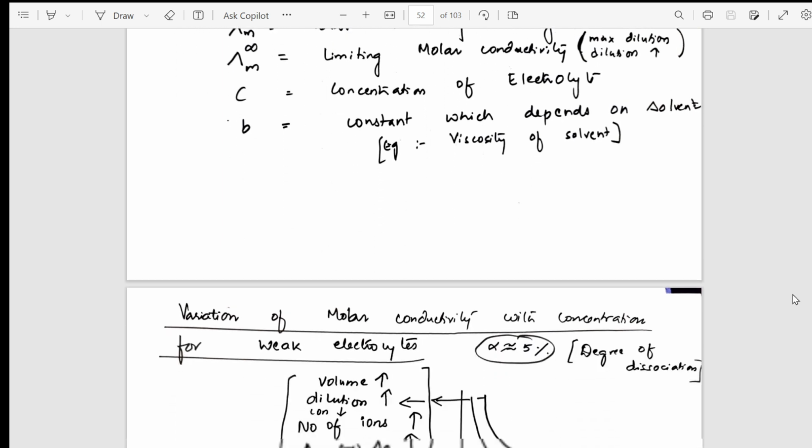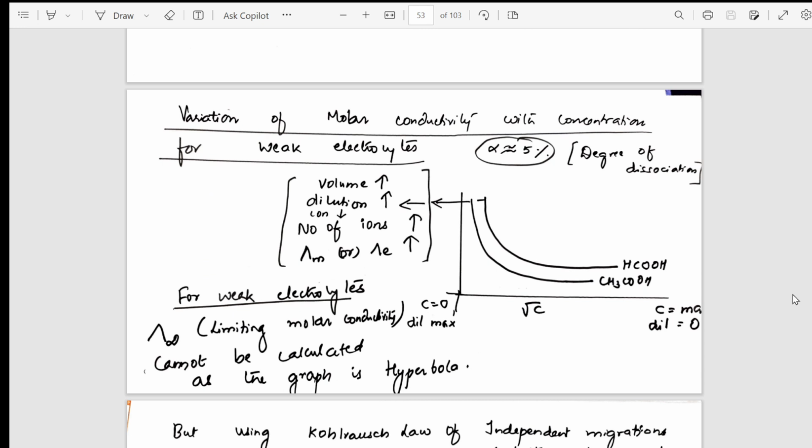From there, gradually go into a concept called variation of molar conductivity with concentration. So strong electrolyte is done. Now it is the weak electrolyte. The concept is easy, I've explained it. Please go through the video and you can write this answer.